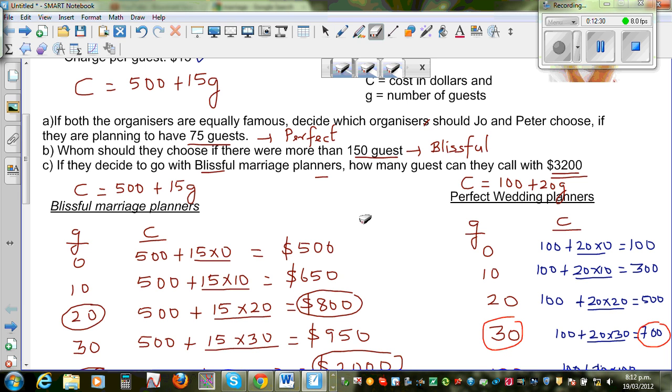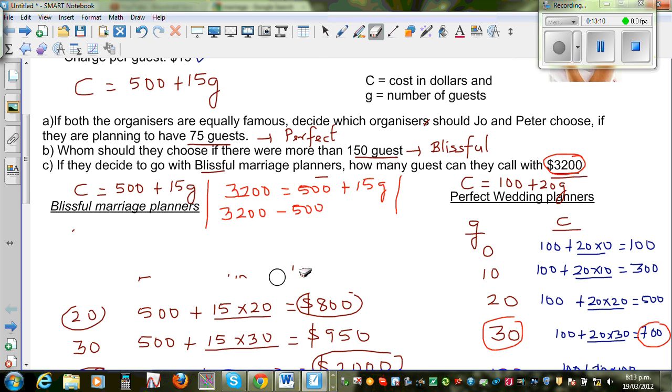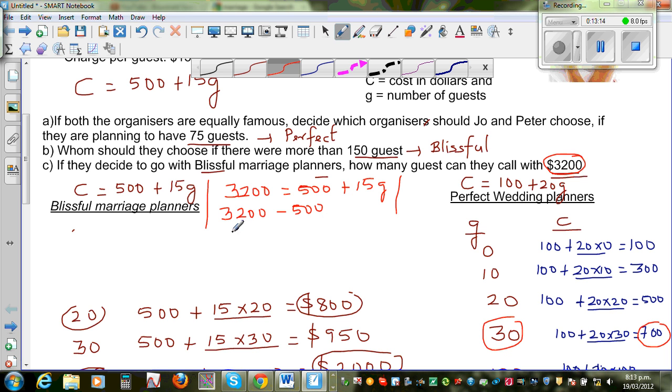And finally, let us finish it off with this. If they can afford 3200 and they're choosing blissful, how many guests can they choose? Let me show the working here. I'll write 3200 is equal to 500 plus 15G. The first thing that we need to do is 3200 minus 500. So this is equal to 15G.